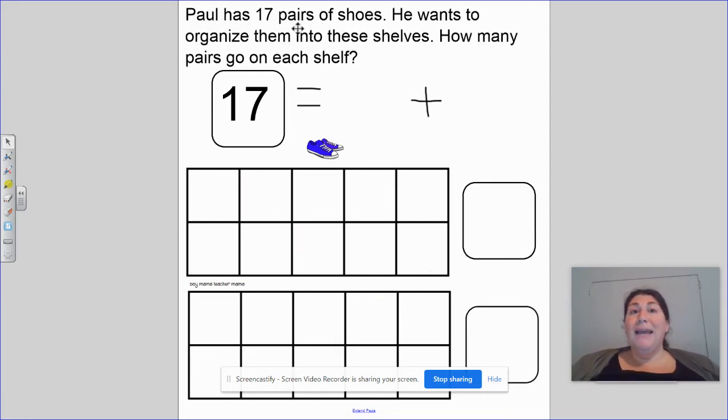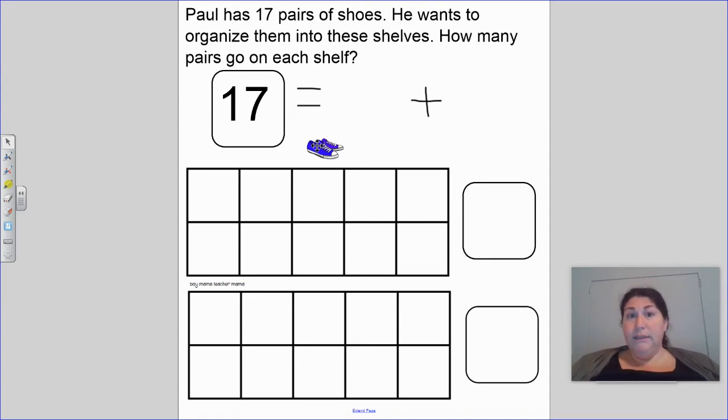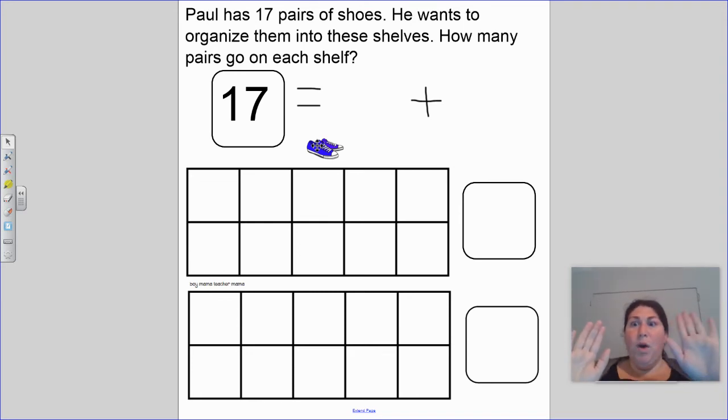So Paul has 17 pairs of shoes. He wants to organize them into these shelves. How many pairs go on each shelf? So what we're going to do is first, I'm going to count this time to fill up these 10 frames. You can pause the video now and try this to figure out how to break up 17 into 10 and some ones.